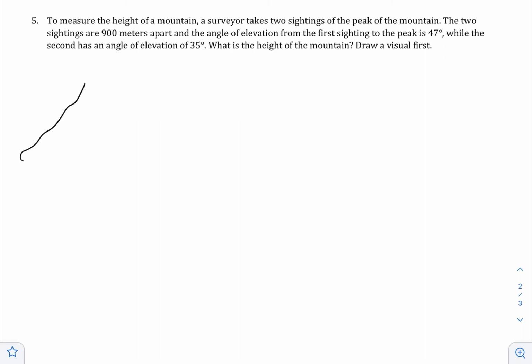Okay, so we have a mountain, and we're looking at the peak here. Now, they take two sightings, 900 meters apart, which is not so far, so it has to be on the same side.